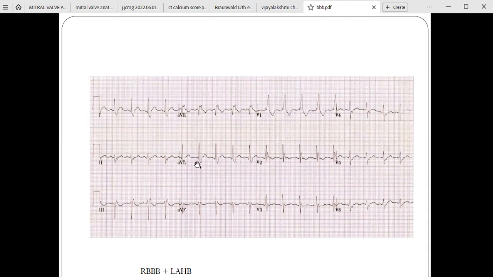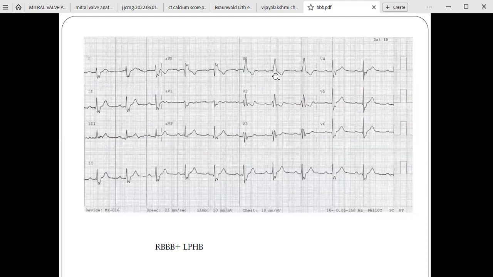And then you have left anterior fascicular block, where there will be a positive R wave in lead 1 and aVL, and a small R wave in leads 2, 3 and aVF, the inferior leads. So this is the left anterior fascicular block along with RBBB, which constitutes bifascicular block.